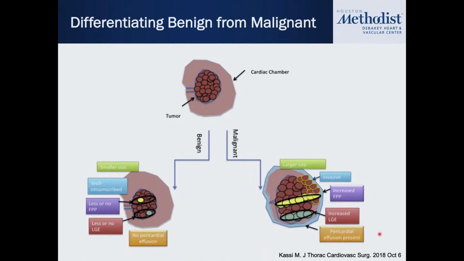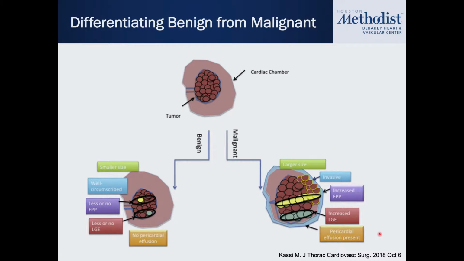This is a review from here by Dr. Kasi, separating nicely in a schematic way how to differentiate a malignant versus a benign tumor. So malignant tumors are usually larger. It all makes sense, what you will see here. They're usually larger, usually more than 5 centimeters. They're usually invasive. So you will see invasion of the pericardium, a pericardial effusion, pleural effusion, invasion into the wall of the ventricles, for example. They have increased first pass perfusion, meaning increased vascularity, also a hallmark of being malignant. And because of that, they have increased late gadolinium enhancement. And as you mentioned, they have pericardial effusion.